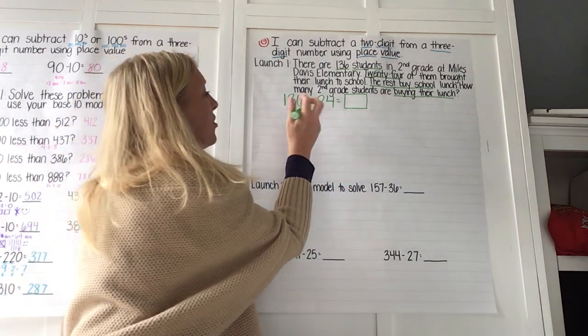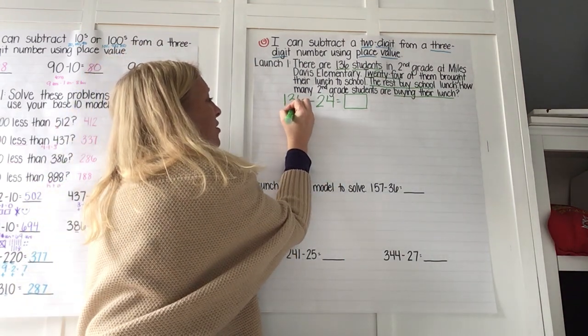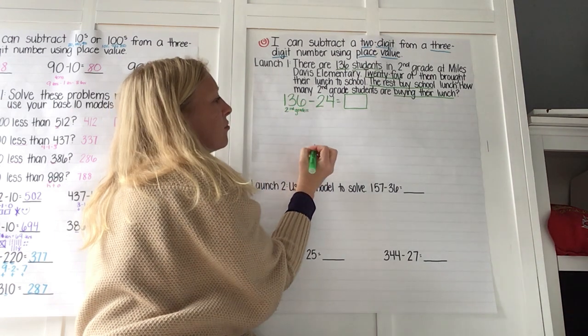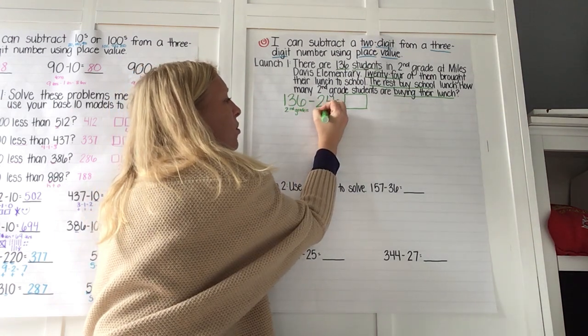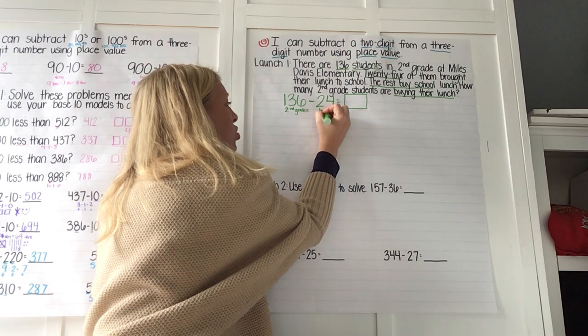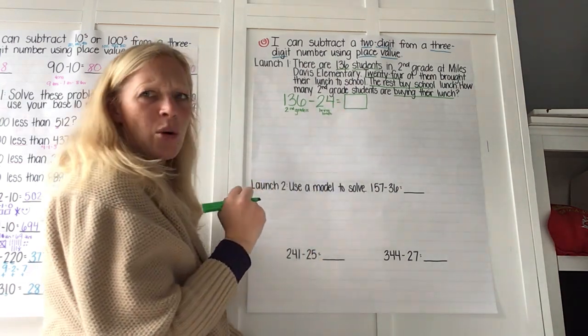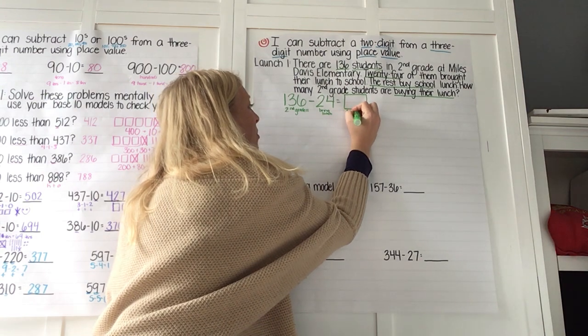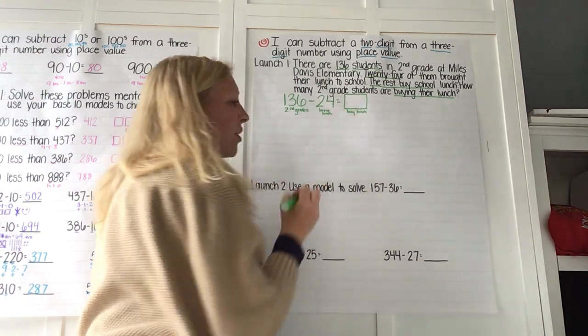Right, we have 136 second graders. What does the 24 represent? The ones that bring lunch. What is this number going to be then? Right, how many students buy their lunch?